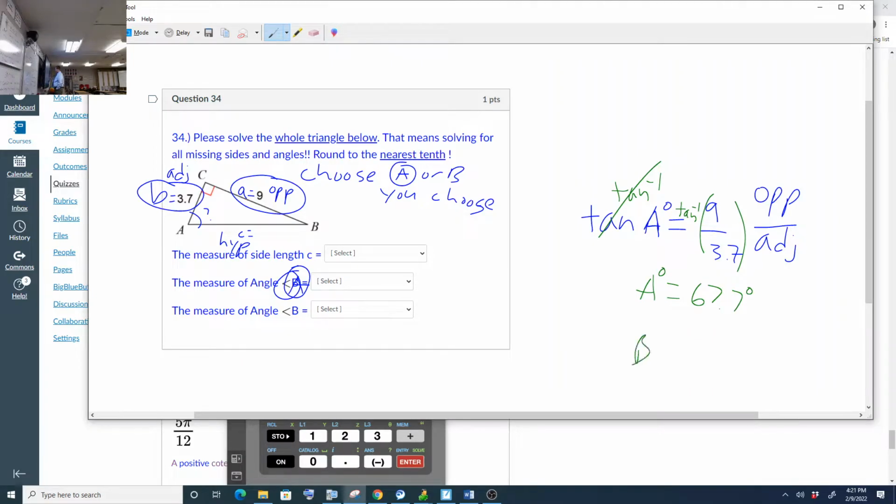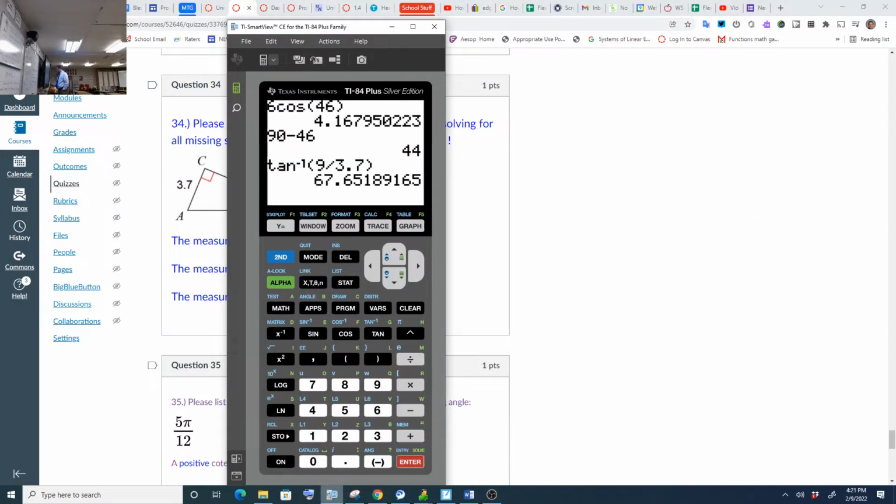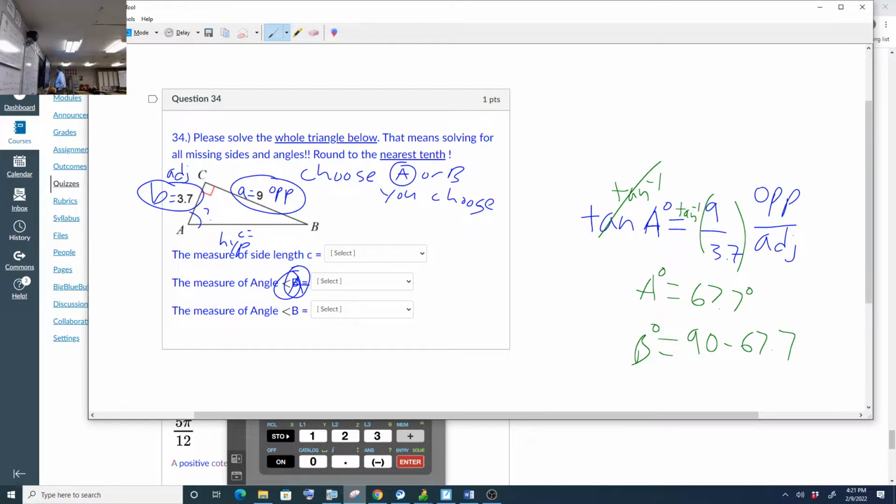Now to find angle B, it's also super easy if you just take 90 minus that, because 180 minus the 90 degree angle is 90 degrees. So 90 minus 67.7 gives us 22.3. That means angle B is going to be 22.3 degrees. Nice, nice. So that's 22.3, that's 67.7.